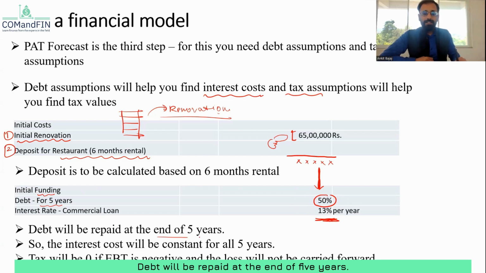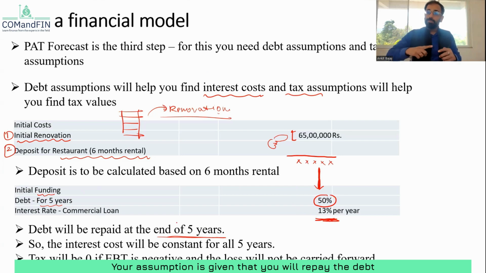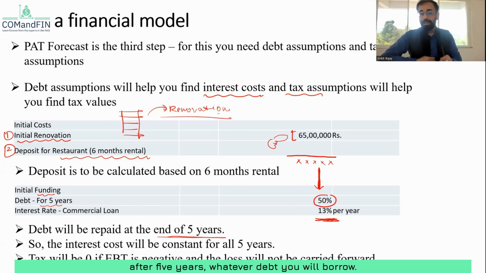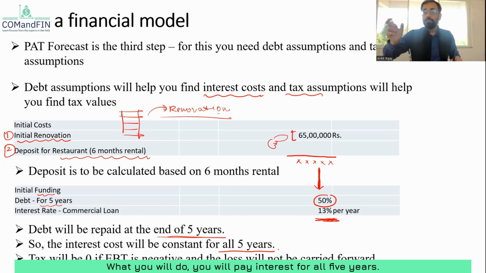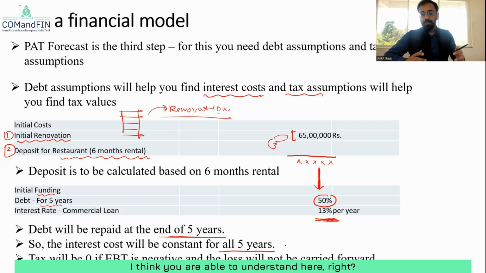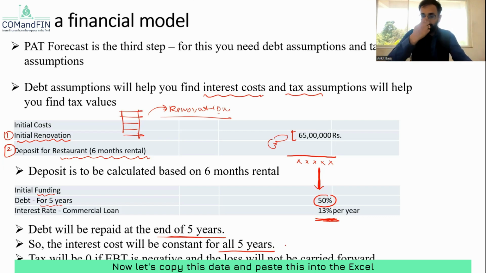Debt will be repaid at the end of 5 years. Here the assumption is given that you will repay the borrowed debt amount after 5 years. So interest cost will be constant for all 5 years, and you will pay interest for all 5 years. I think you are able to understand here, right? Now let's copy this data and paste it into the Excel sheet so we can work on it.